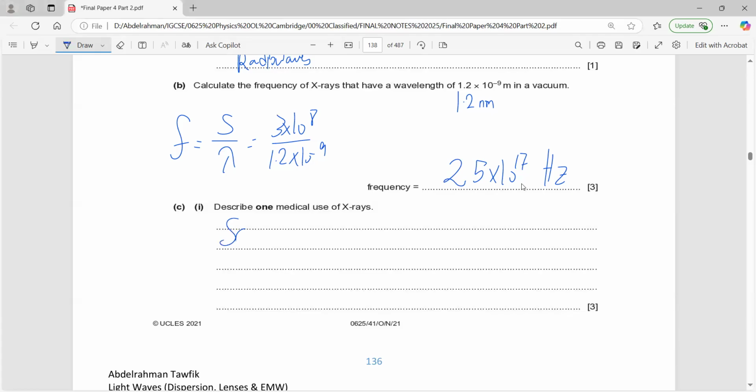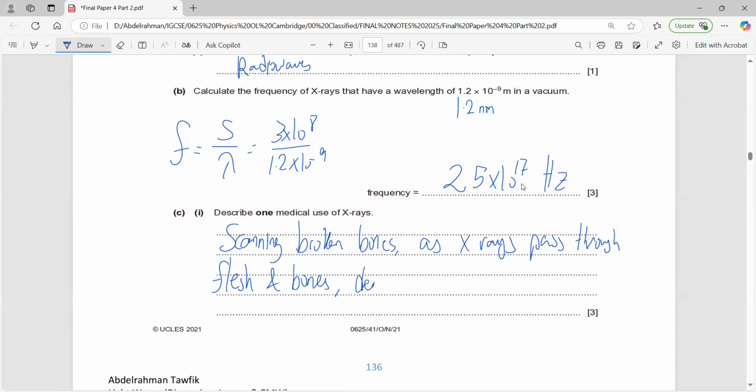In scanning broken bones, we can say as X-rays pass through flesh and bones, the densities are different, and an image is produced.